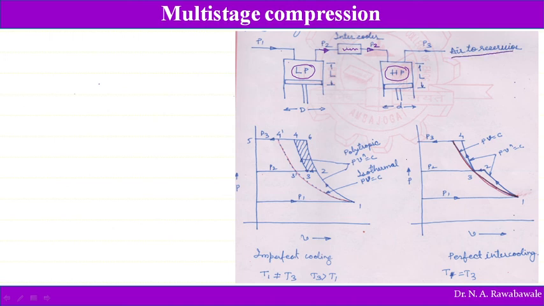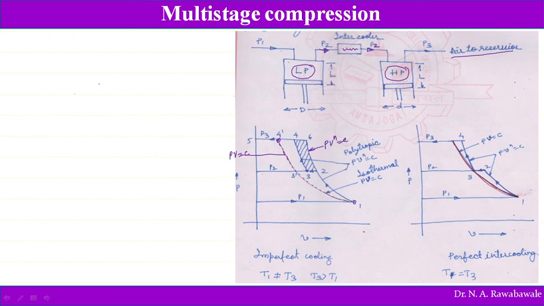So now we can see how this is achieved. This 1 to 4 dash represents the isothermal curve, which we have just seen, which follows the law PV equal to constant, and this process 1 to 6 is the polytropic process, PV to the power N equal to constant.